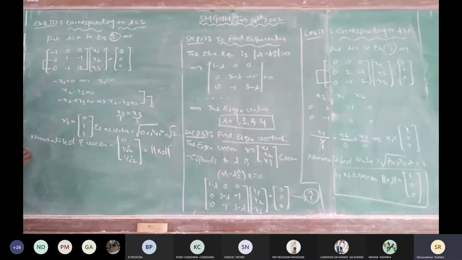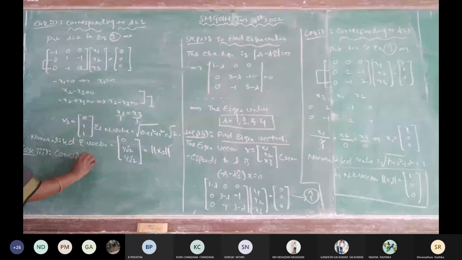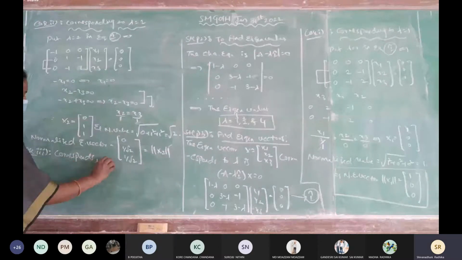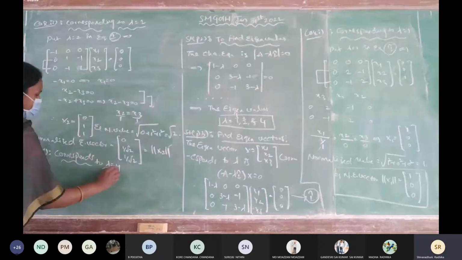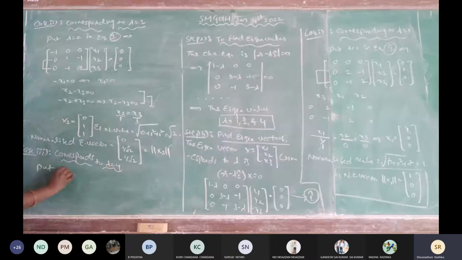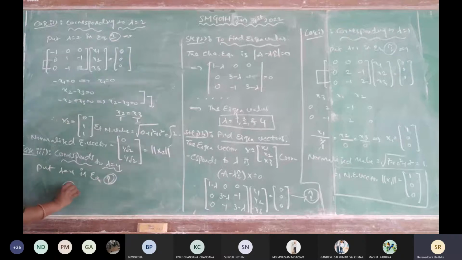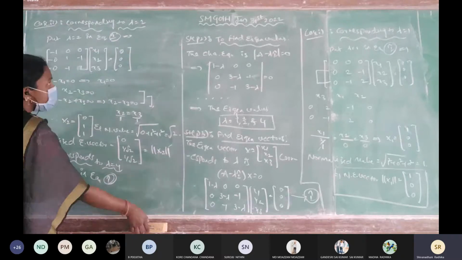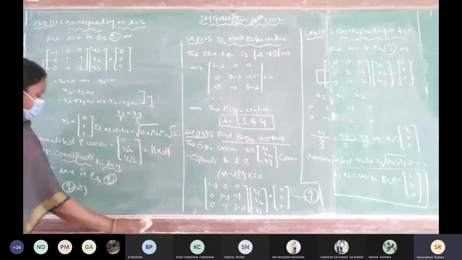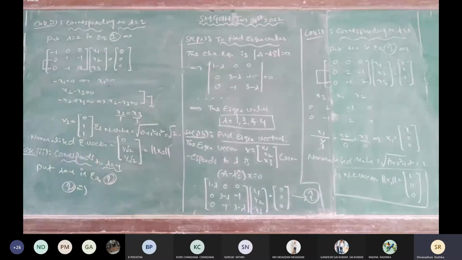Now go for case 3. Then what is case 3? It corresponds to lambda equals 4. Is it clear? Put lambda equals 4 in equation number 1. Then 1 implies that. Shall I rub step 2? Yes, ma'am.